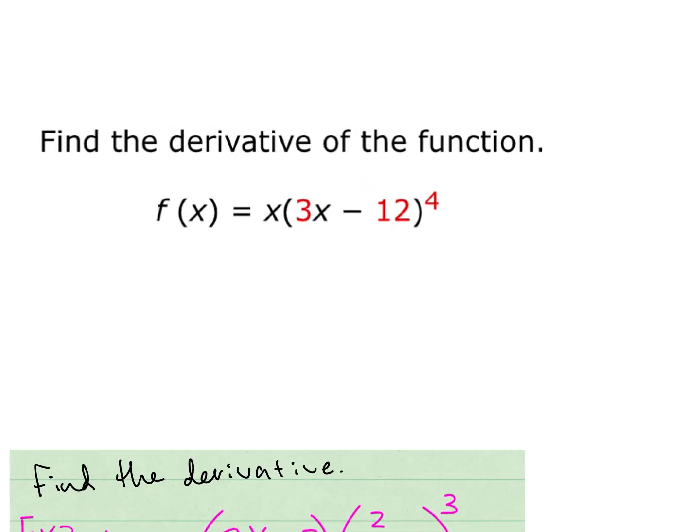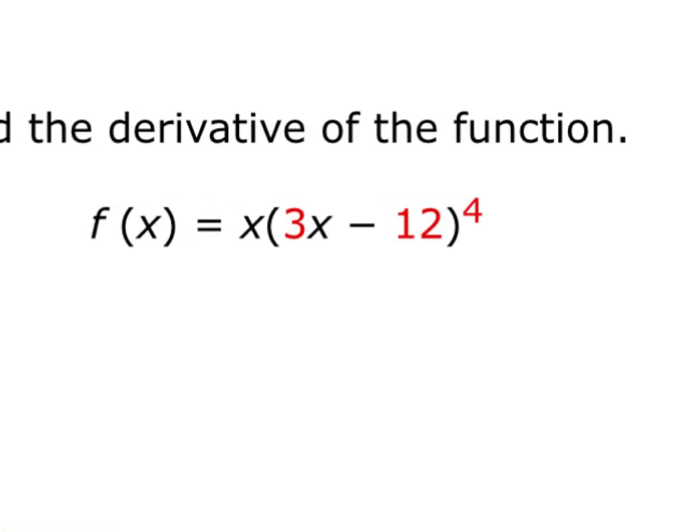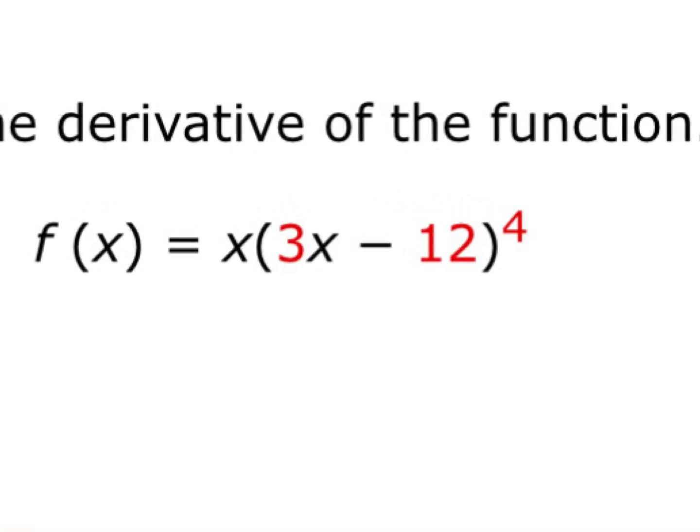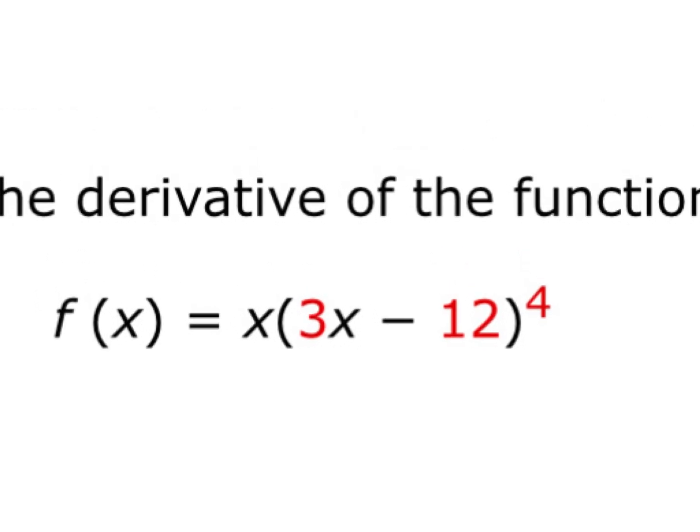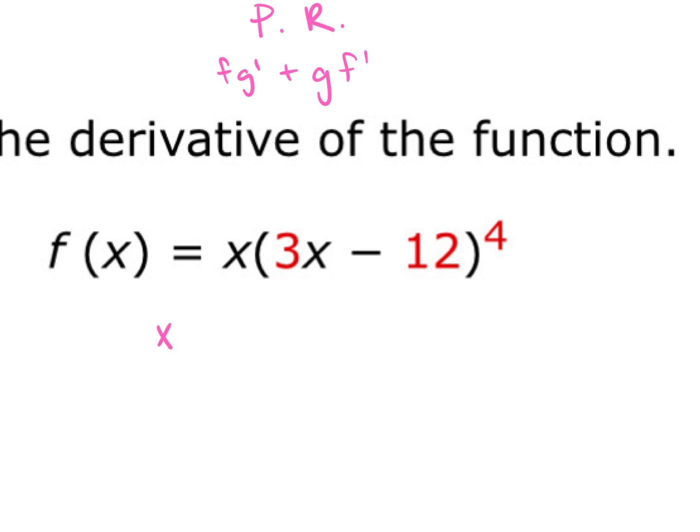What would we do for the next one? Can we just go ahead and do the chain rule? What makes this different? There's an x being multiplied, so what would we have to do? The product rule. So the first times the derivative of the second plus the second times the derivative of the first. So our first would be x. Our derivative of the second would be the chain rule.